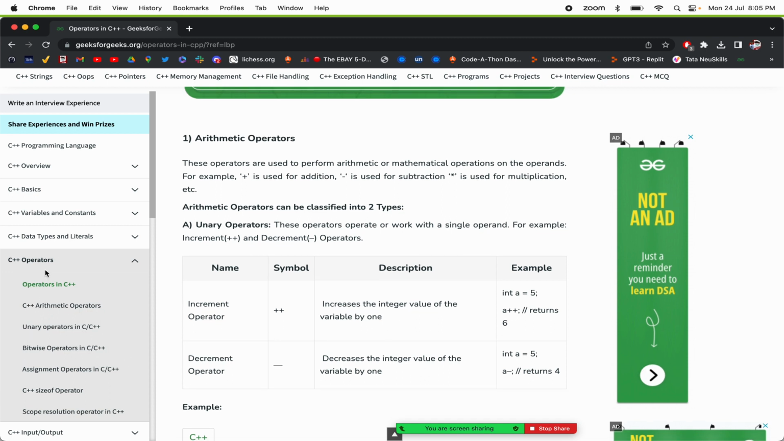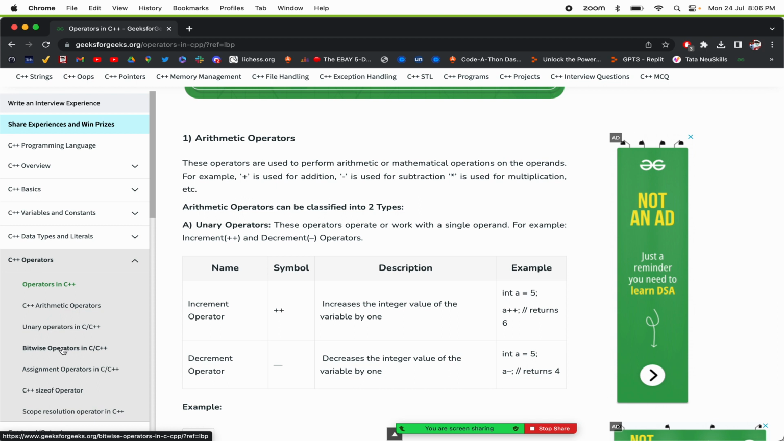All of these operators have their own chapter also, where we are going to understand these operators in detail. So first we have arithmetic operators. These operators are used to perform arithmetic or mathematical operations on the operands. For example, plus is used for addition, minus is used for subtraction, multiplication is used for multiplication, and so on.